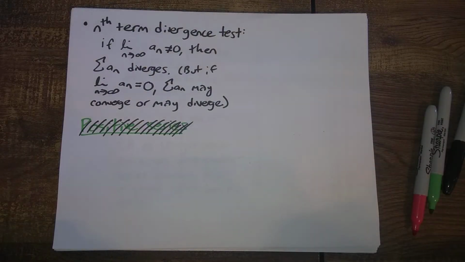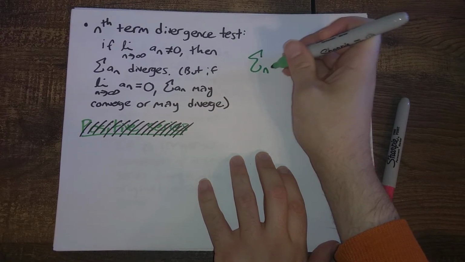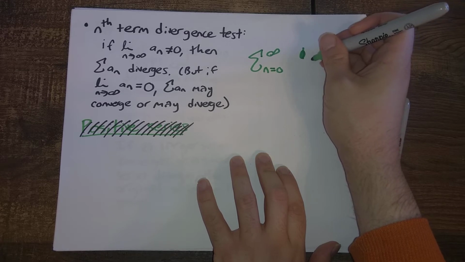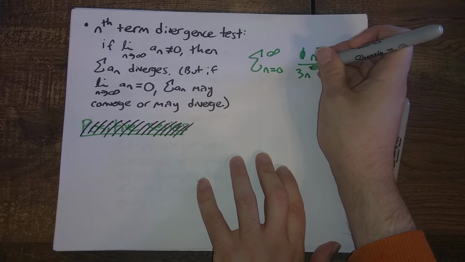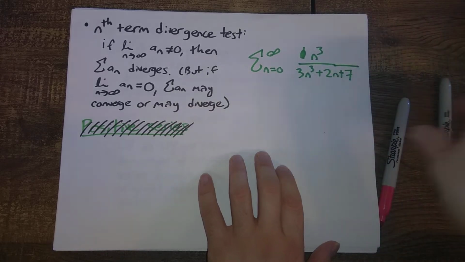The next thing that you should be thinking about is the nth term divergence test. It's always worthwhile to spend a few seconds on each problem and do a quick sanity check to see: does the limit of the individual terms of my sequence go to 0? Because if I were to give you something like the sum from n equals 0 to infinity of, let's say, n cubed over 3n cubed plus 2n plus 7, something like this.